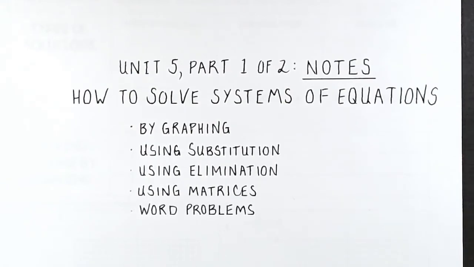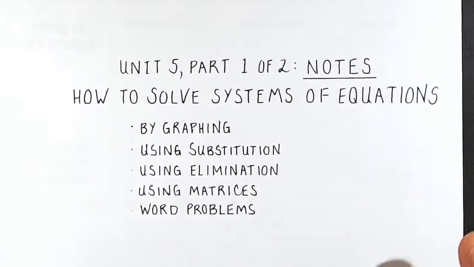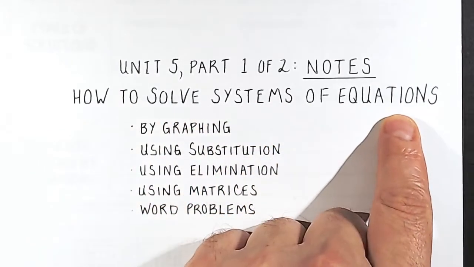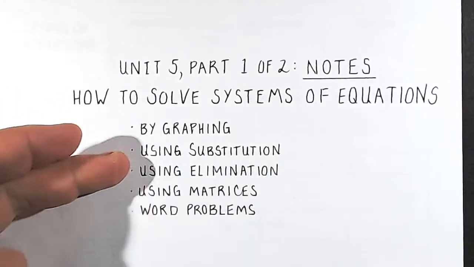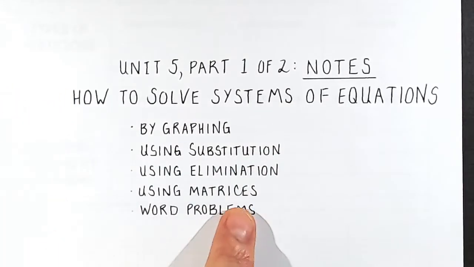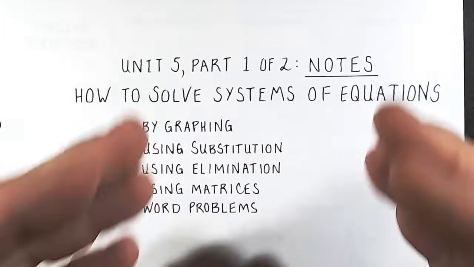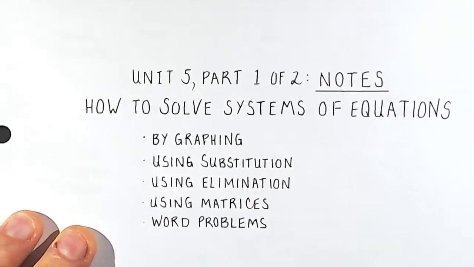Now, we have taken a look at how to do this on kind of one-off problems here and there, but this unit is going to really give us that rigorous background that we need in order to move forward. So first we're going to learn how to solve systems of equations by graphing, substitution, elimination, matrices, and then with word problems. And then we'll do the same thing with systems of inequalities. But first we have to get systems of equations down.